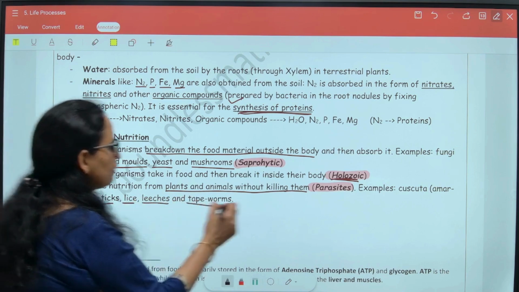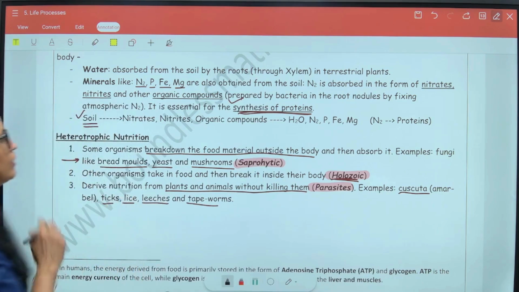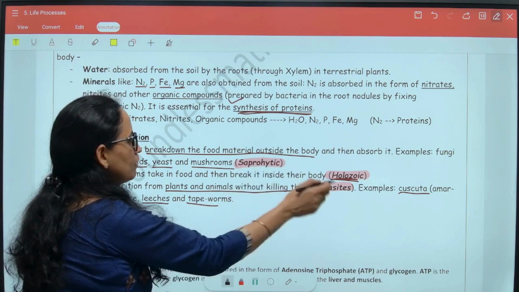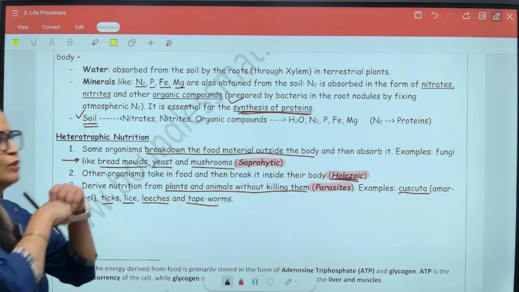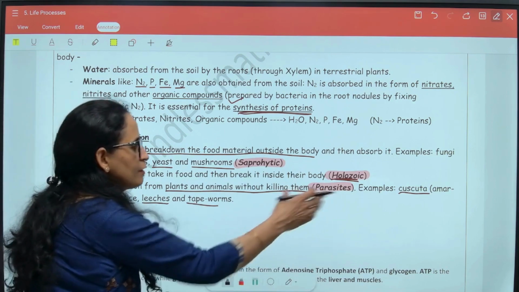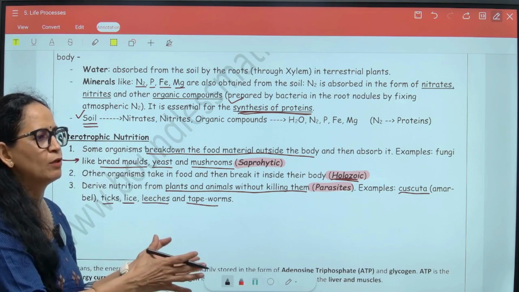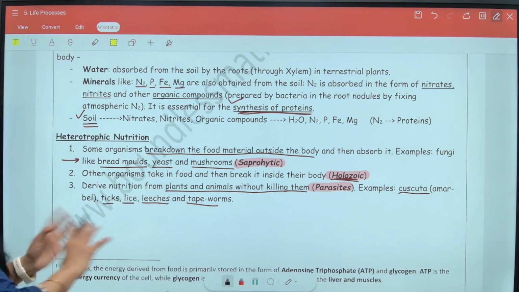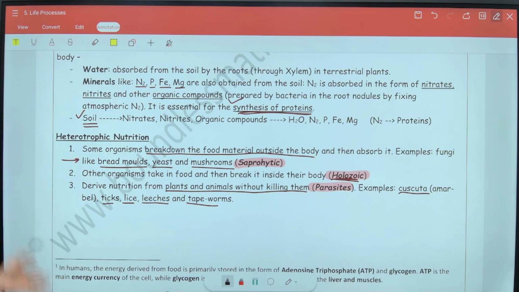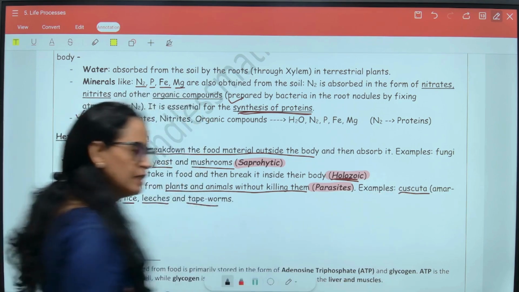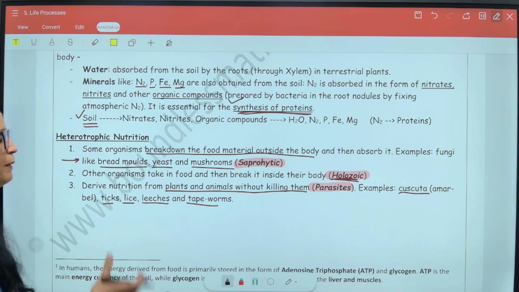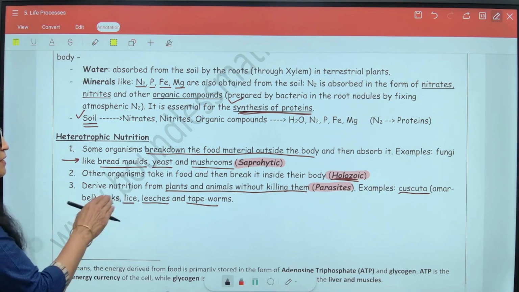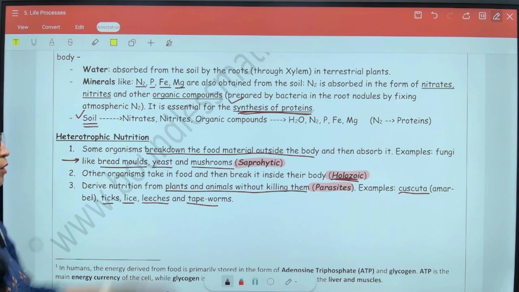Now again it is very important that you remember the examples given here from MCQ and assertion reason perspective. You should remember the meaning of all these three words. Saprophytic means break down food and then take it inside. Holozoic means take the whole food inside and then break it and use it. Parasitic means you depend on some other plant or animal for nutrients. Like there are certain autotrophic plants like cuscuta. It can photosynthesize, but still because of deficiency of certain nutrients it has to depend on the host plant. So these organisms that depend on the host plant for nutrients are called parasites.